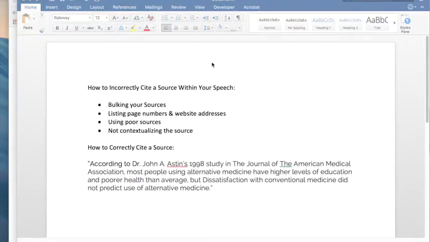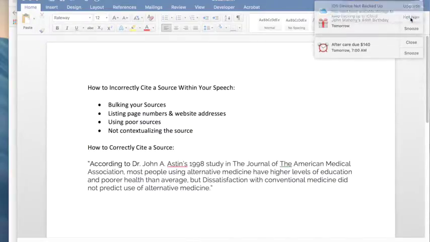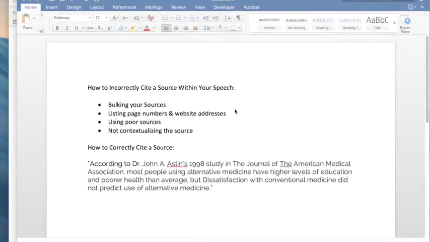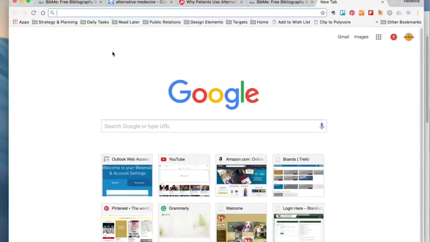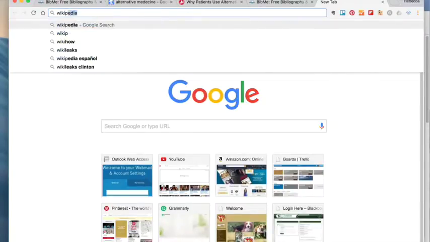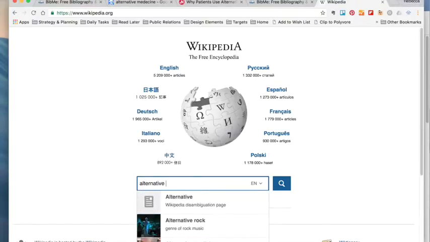Okay? The third thing, using poor sources. Using poor sources. What I mean by this is Wikipedia. Wikipedia is the most common one. You could also consider something like OK Magazine, or those gossip magazines. Those would not be suitable as a source. But when we go to Wikipedia, I'm going to teach you a little trick that you probably already know, but I'm going to go ahead and teach it to you anyway.